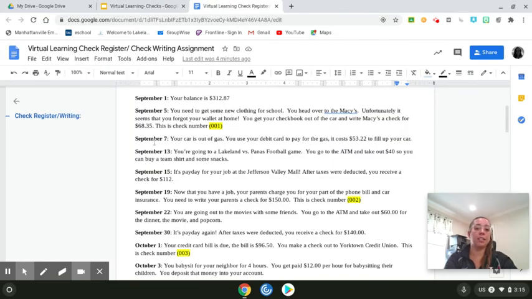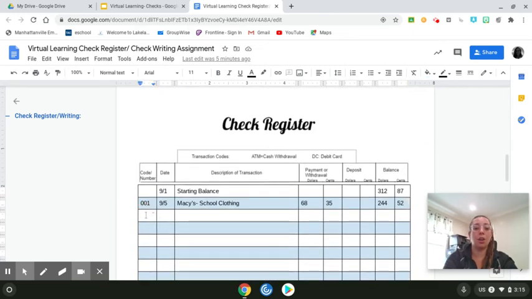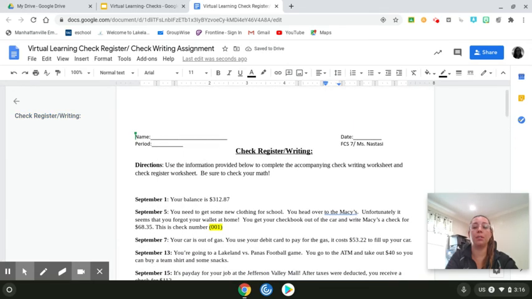Let's do question number 3, September 7th. Your car runs out of gas and you use your debit card to pay for the gas. It costs $53.22. So the things we're going to want to remember for our check register are September 7th, that we used our debit card, and that we paid $53.22. So I scroll down, and in my code, I'm going to write DC because there's a transaction code for debit card. And then this happened on September 7th, and we needed gas for our car, and we paid $53.22. Is that correct? $53.22, yes it is. Okay.